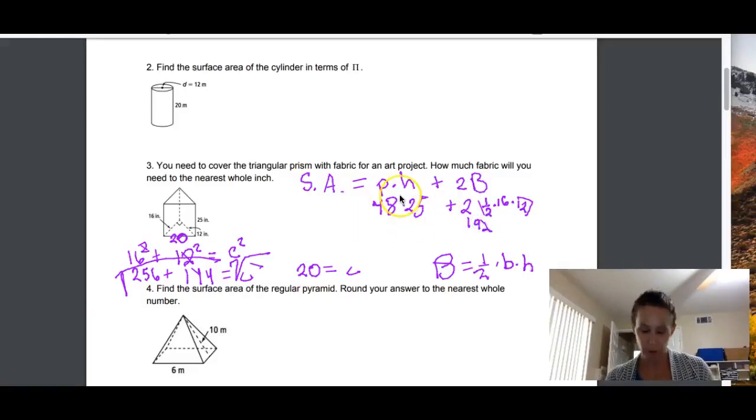And then we'll go ahead and do 48 times 25, and we get 1200. And add those two together, and that's going to give you your surface area. So our surface area is going to be 1392, and it is inches, so it's going to be inches squared.